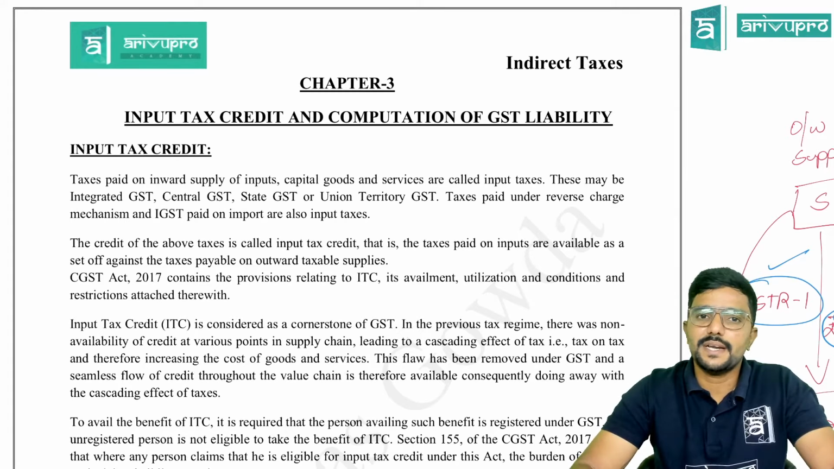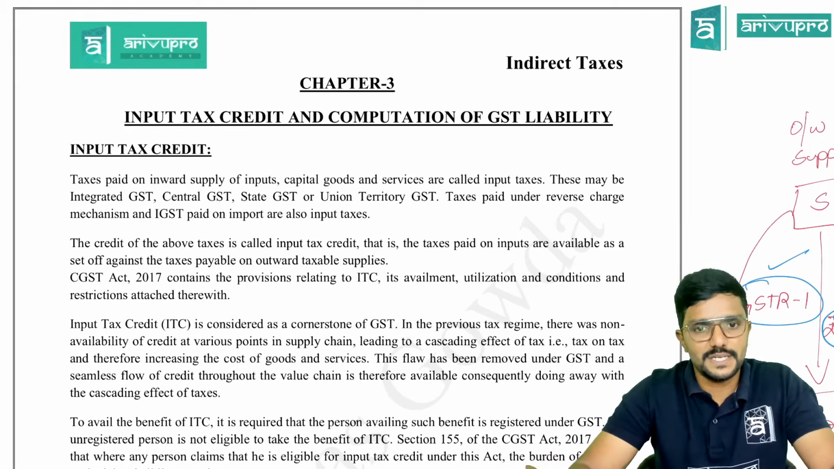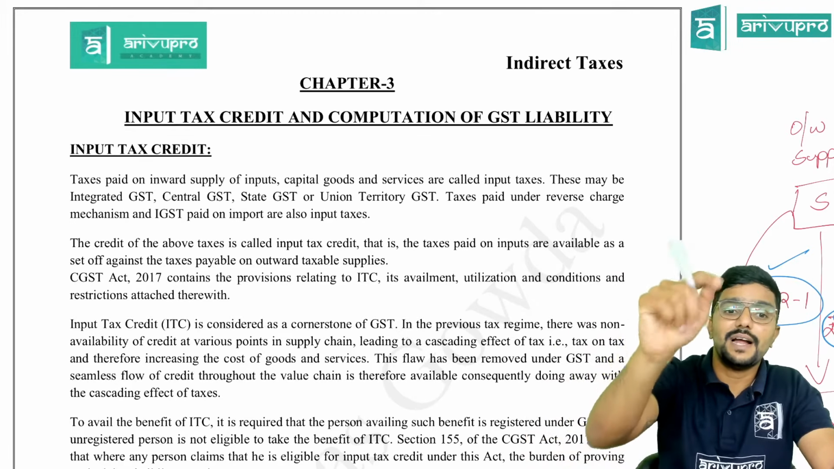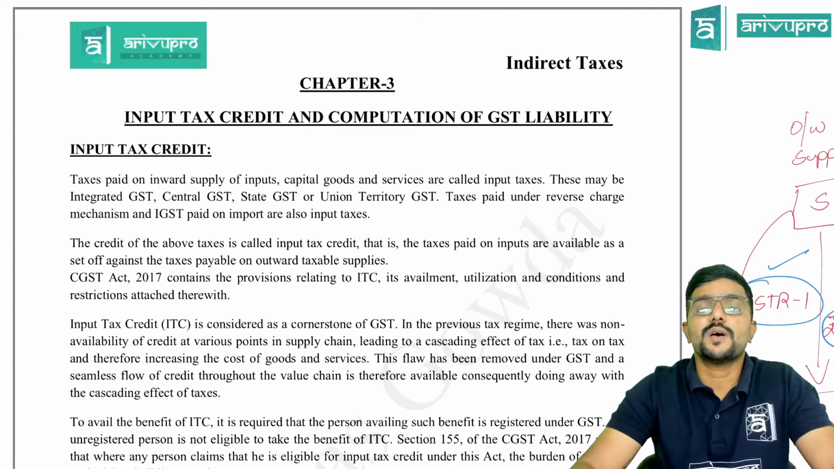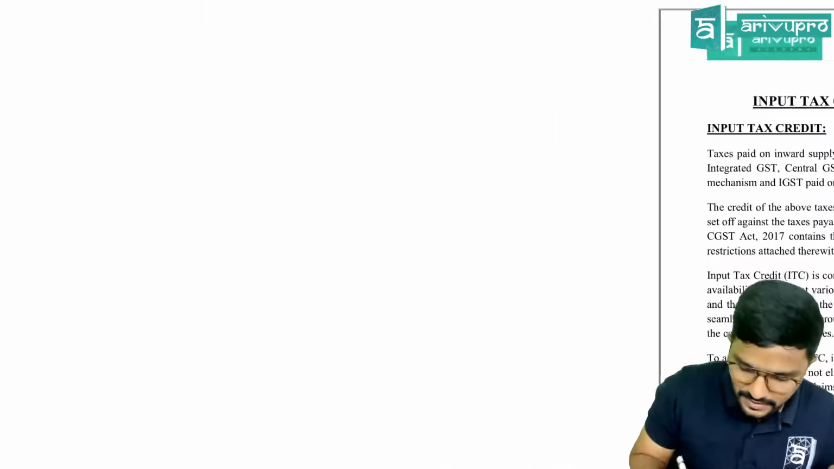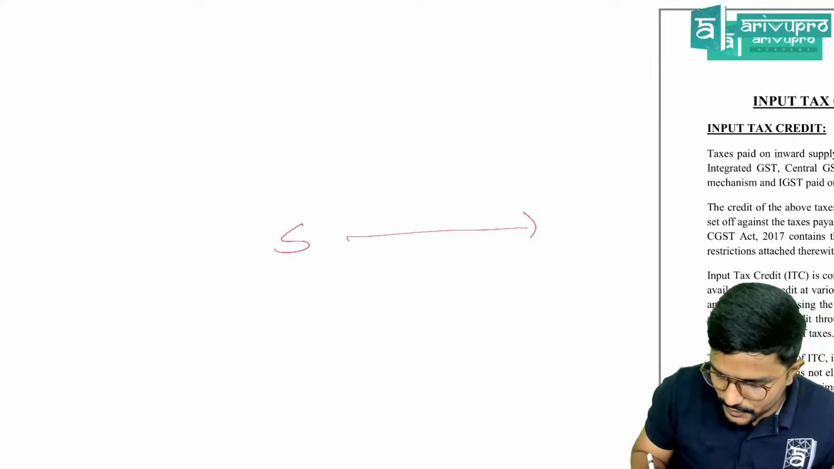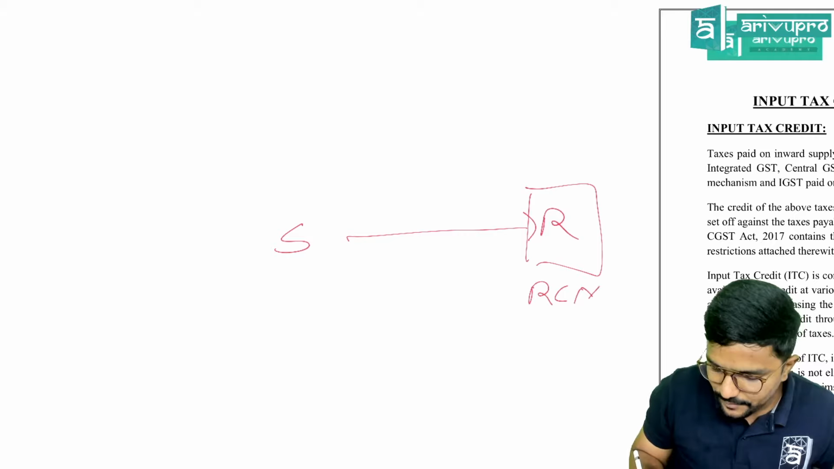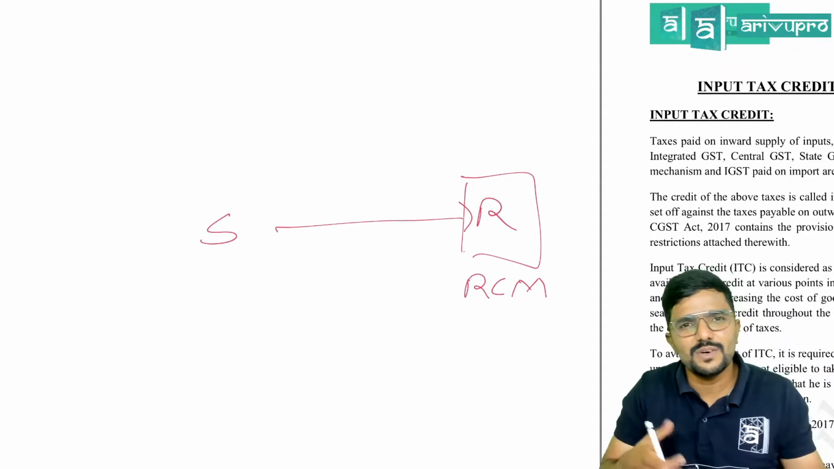The tax paid may be integrated tax, CGST, that is central GST, or state GST or union territory GST. It can be anything which is paid under GST. Taxes paid under reverse charge mechanism and IGST paid on import are also input taxes. Now this is an important point. Sir, the supplier has supplied the goods to the recipient, on which the recipient has to pay tax under RCM. Now for the recipient, is it an inward supply or outward supply?